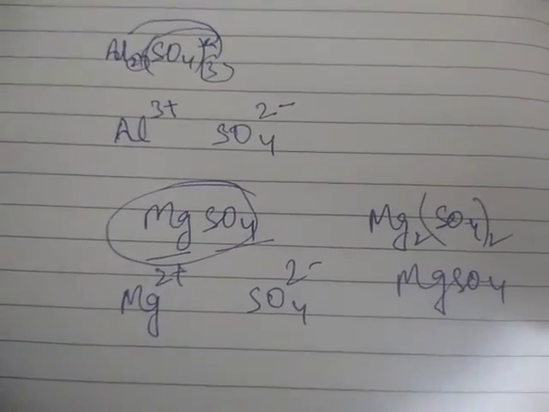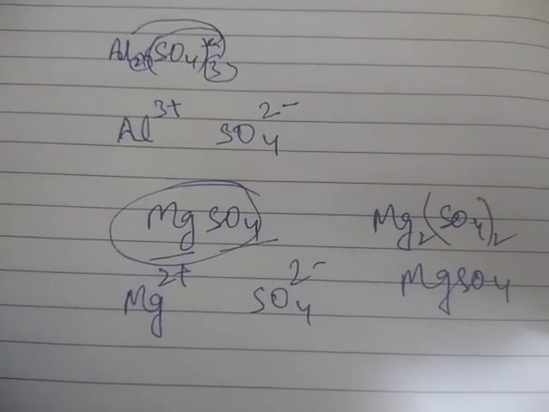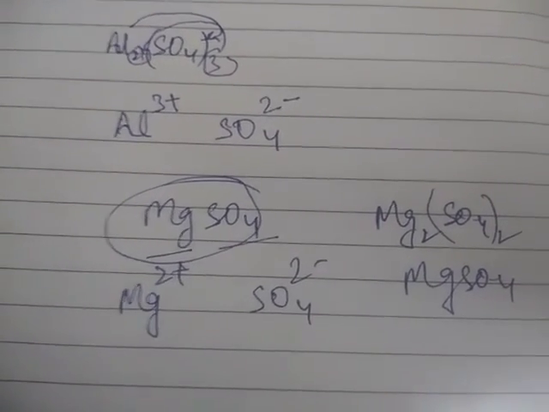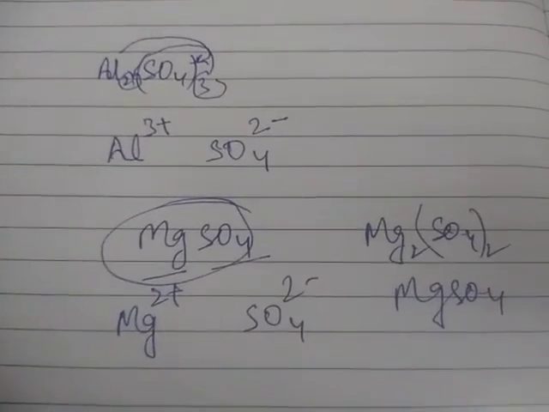So students, do learn the valencies of some basic and acidic radicals. This is all for today.